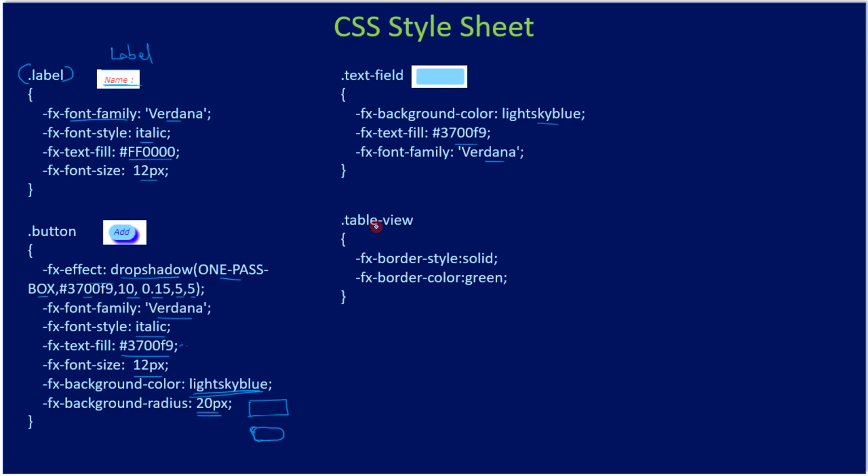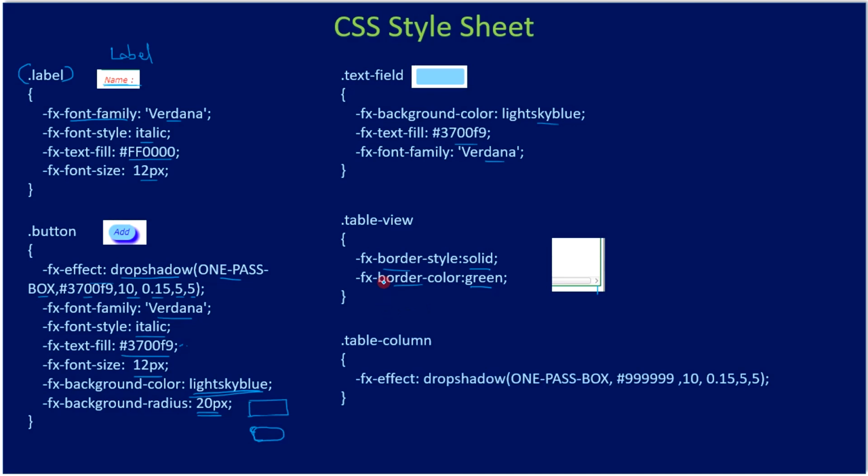Then here we are defining the style for the table view. Border style solid and color is green. That's why you see a green border around the entire table view control. So this is the green color, and it's solid as well as green. So we set border style as well as border color. So people who know CSS, for them it will be easy and handy.